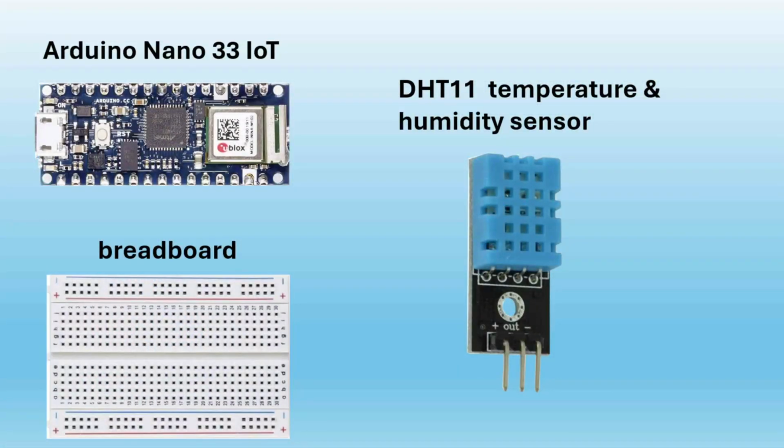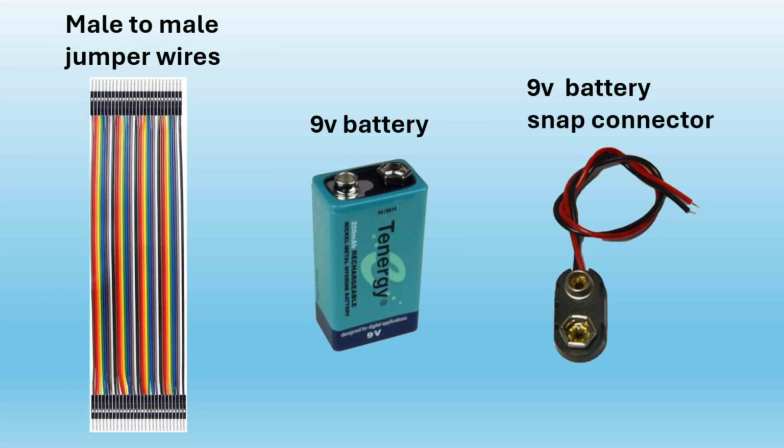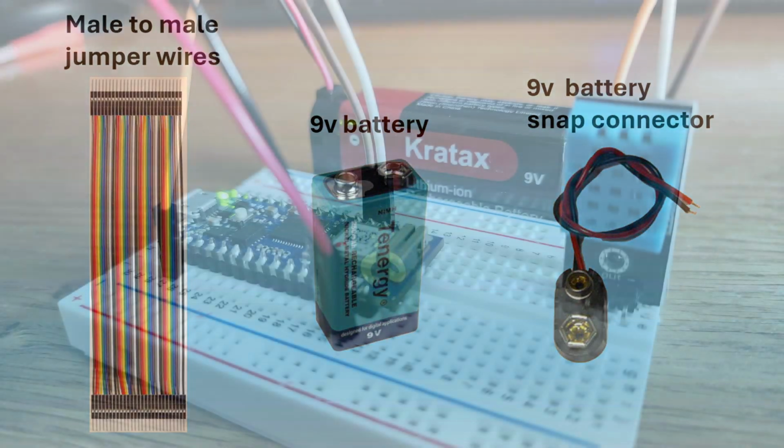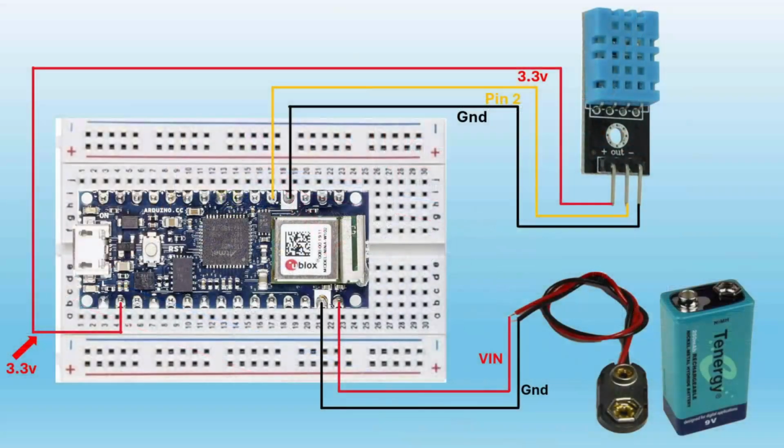The items I'm using in this video are the Arduino Nano 33 IoT, the DHT11 temperature and humidity sensor, a breadboard, male-to-male jumper wires, a 9-volt battery, and a 9-volt battery snap connector. The sensor is connected to 3.3 volt and ground on the Arduino. The output pin of the sensor is connected to pin 2, and the 9-volt is connected to VIN and ground.